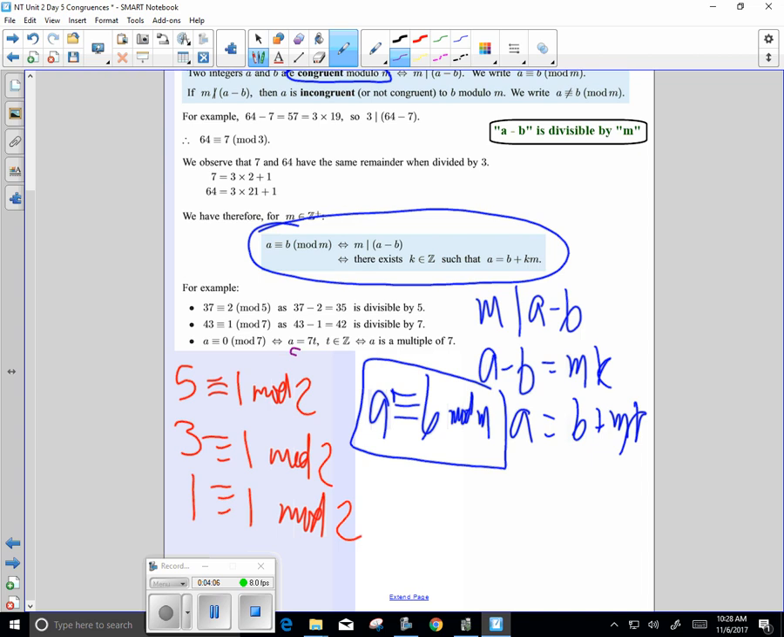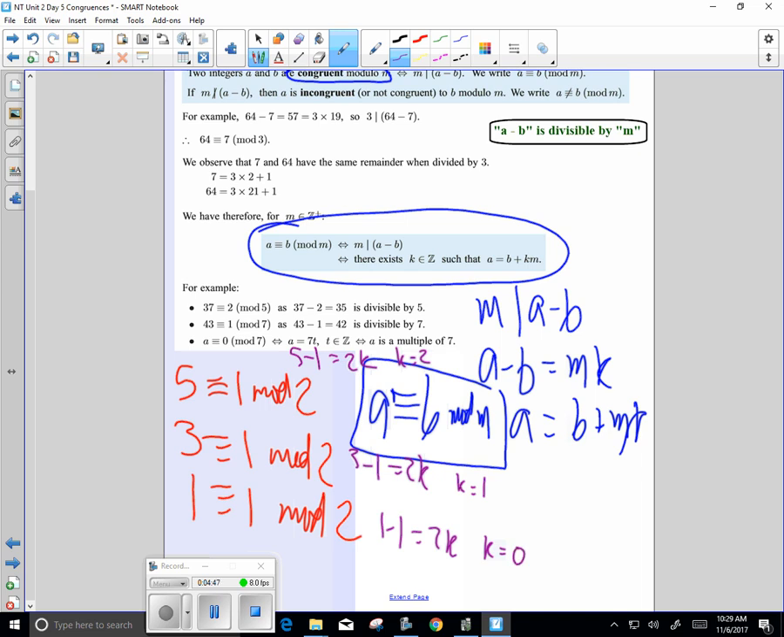You say 5 minus 1 is equal to 2k. Is that true? Is 4 equal to 2k? What would k be? 2. Is 3 minus 1 equal to 2k? 2 is equal to 2k. What would k be equal to make this true? 1, right? How about 1 minus 1 is equal to 2k? What would k be equal to? 0, to make it true.